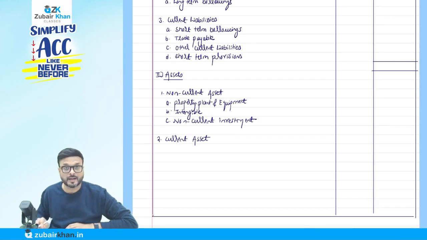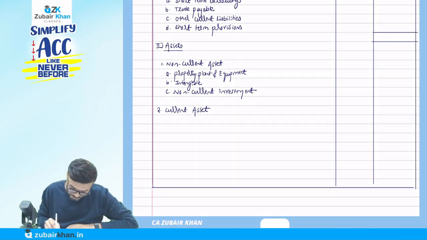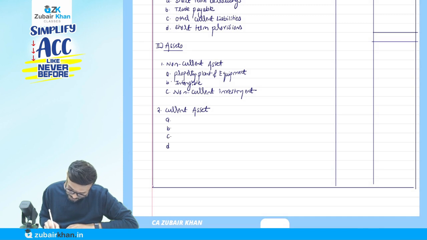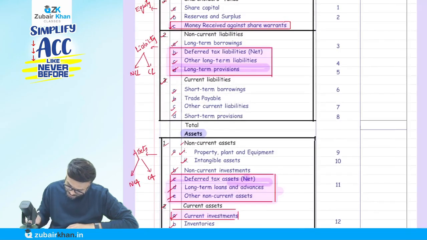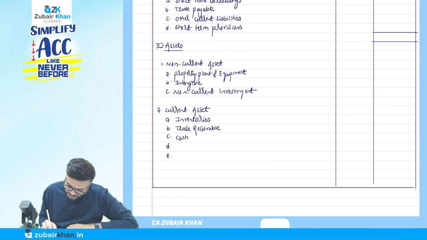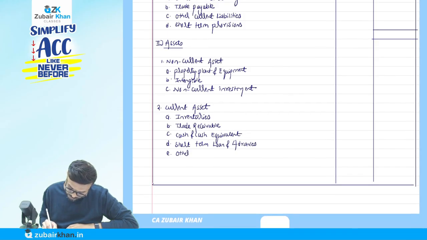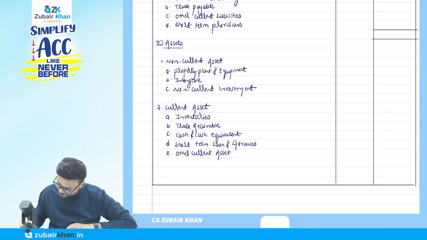Current asset. Write down there, first A, B, C, D, and E: inventories, trade receivable, cash and cash equivalent, short-term loans and advances, other current asset. Then here, total.